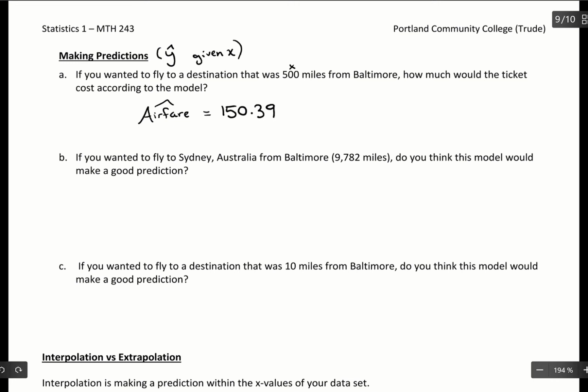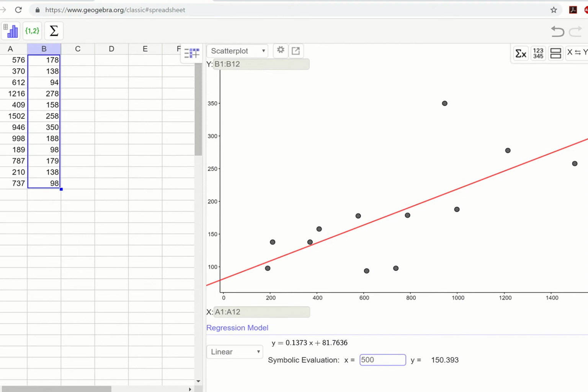So with this, if we're traveling 500 miles, we predict to pay $150.39. What we could think here is, how much do we trust this value? With our data, we can see we have quite a bit of information here. We know what's happening below 500, we know what's happening above 500. This model has a moderate strength to it, so there's a level of trust with that. We can pretty much trust that value. We have data around it, and we know we have a moderate strength. So we can trust that $150.39.